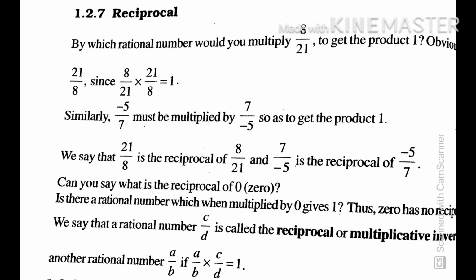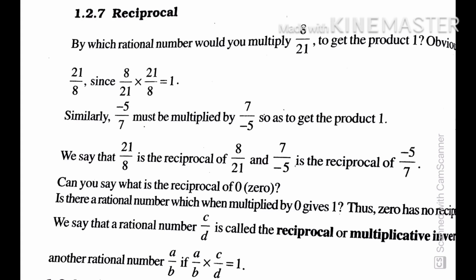Now can you say what is the reciprocal of 0? Is there one? No. Is there a rational number which when multiplied by 0 gives 1? No. So thus 0 has no reciprocal. Now we say that a rational number c by d is called the reciprocal or multiplicative inverse of another rational number a by b if a by b into c by d is equal to 1.